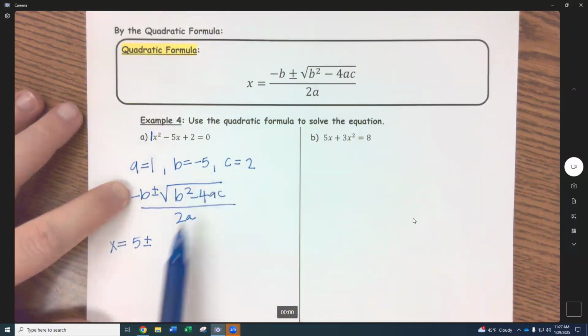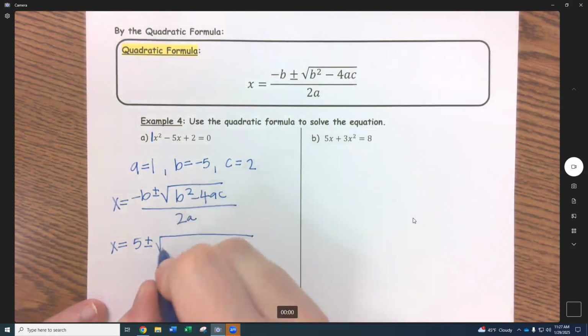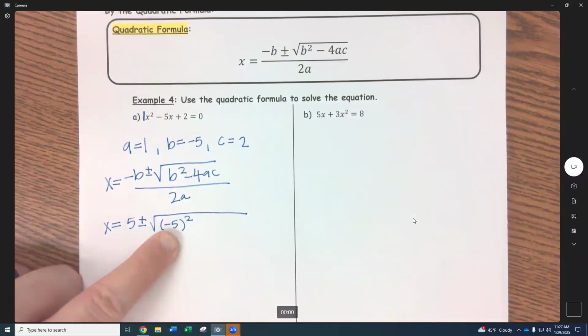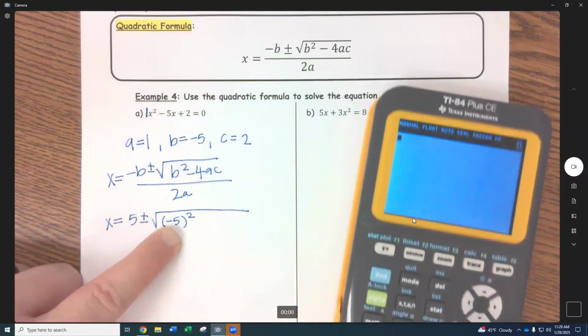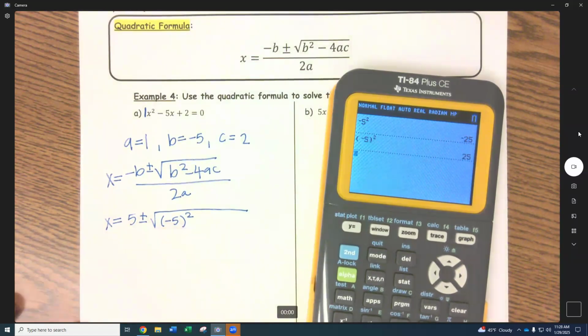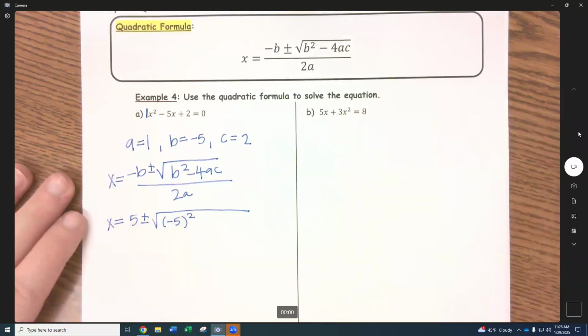Negative 5 becomes positive. So then plus or minus the square root of b squared. You 100% have to put that b squared in parentheses, especially when b is negative. We've gone over this before, I think at the very first lesson. If I have negative 5 squared, that's negative 25. Negative 5 in parentheses squared is positive 25. It's going to completely change your answer if you do not substitute that in right. So substitute in with parentheses, please.